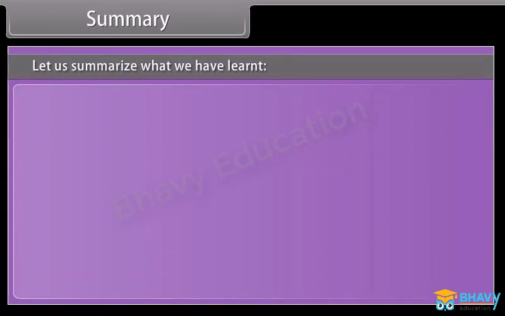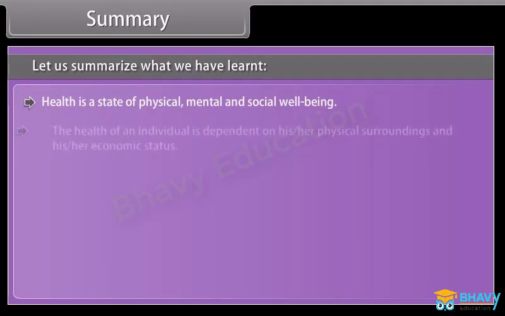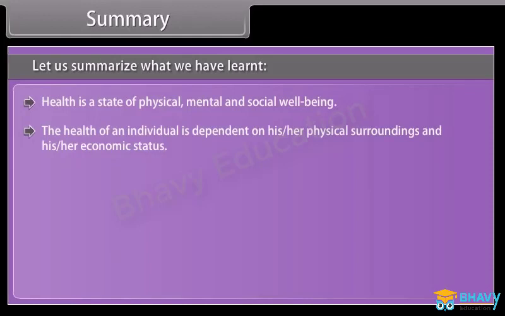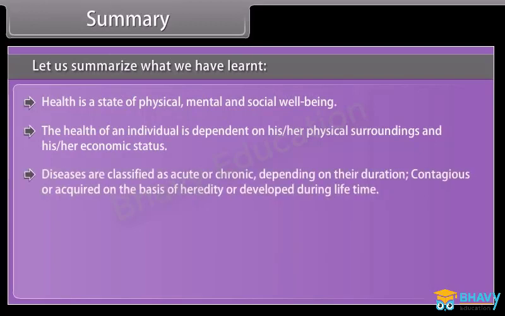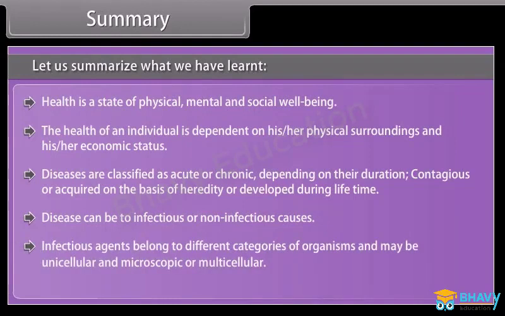Summary. Let us summarize what we have learned. Health is a state of physical, mental, and social well-being. The health of an individual is dependent on his or her physical surroundings and his or her economic status. Diseases are classified as acute or chronic depending on their duration, congenital or acquired on the basis of heredity, or developed during lifetime. Disease can be from infectious or non-infectious causes. Infectious agents belong to different categories of organisms and may be unicellular and microscopic or multicellular.